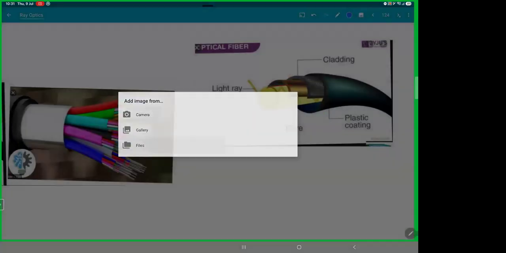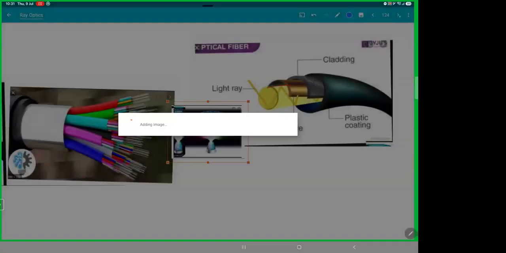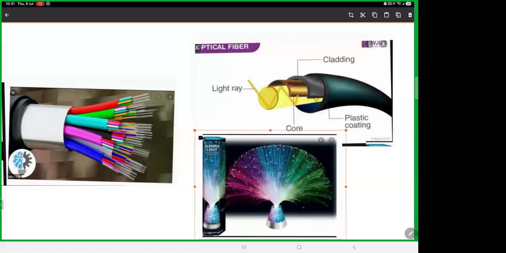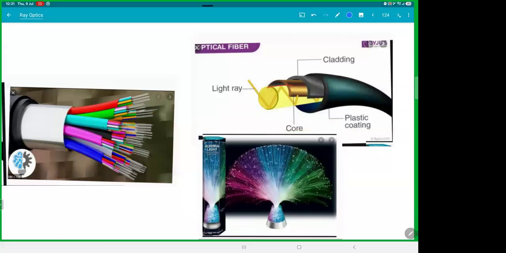You must have also seen this in some toys. There's a toy like this. You put a bunch of optical cables and put a light at the bottom. The light passes through the optical cables. Ever seen this?